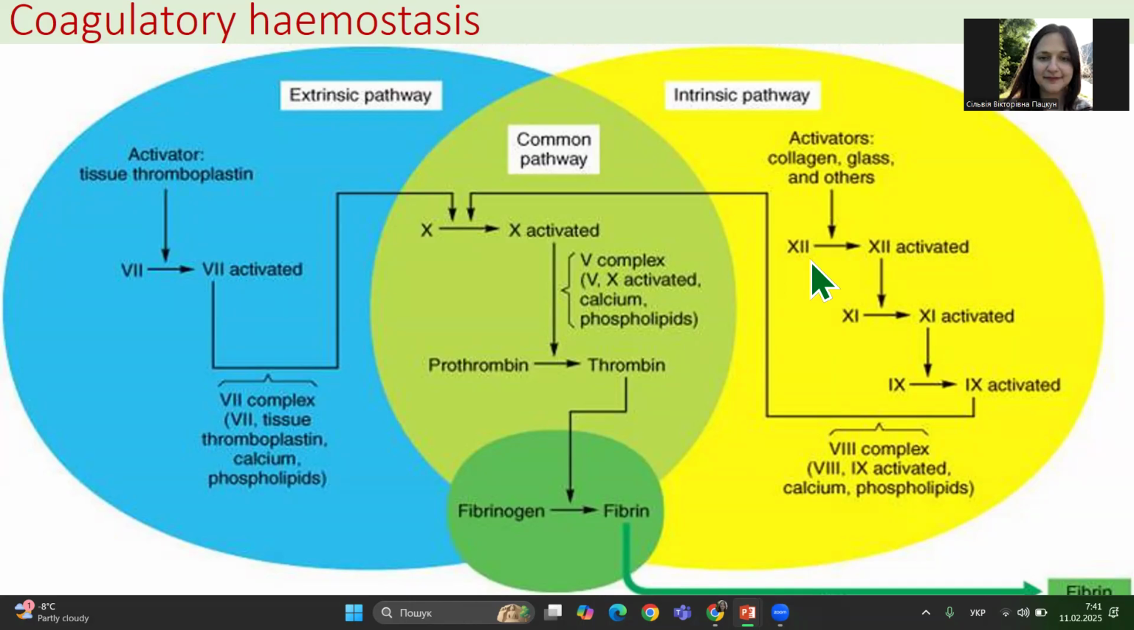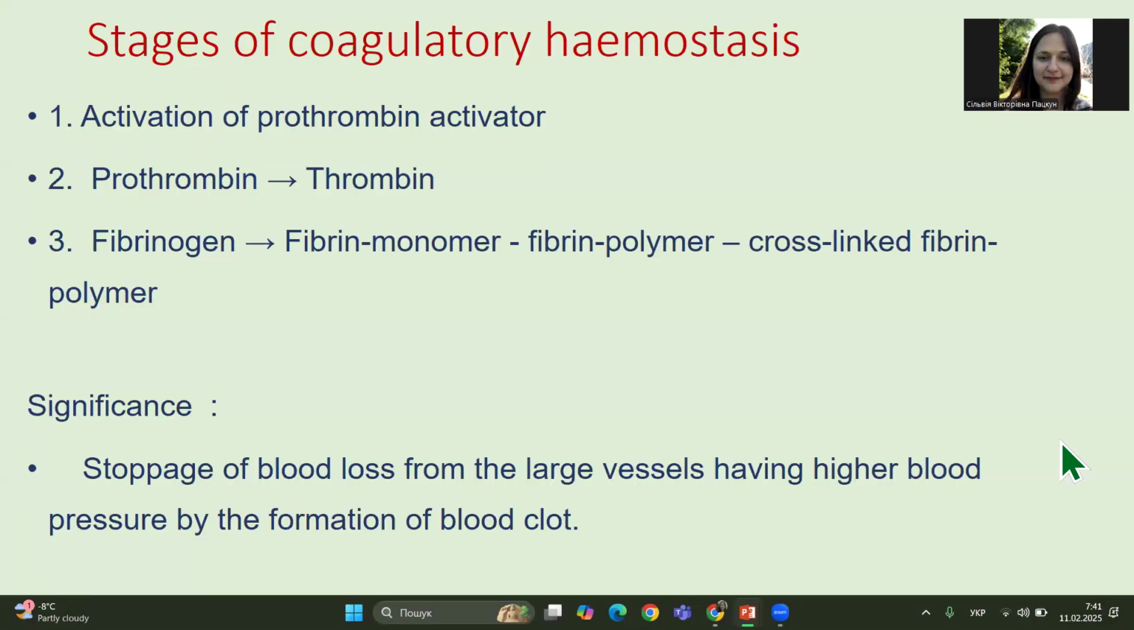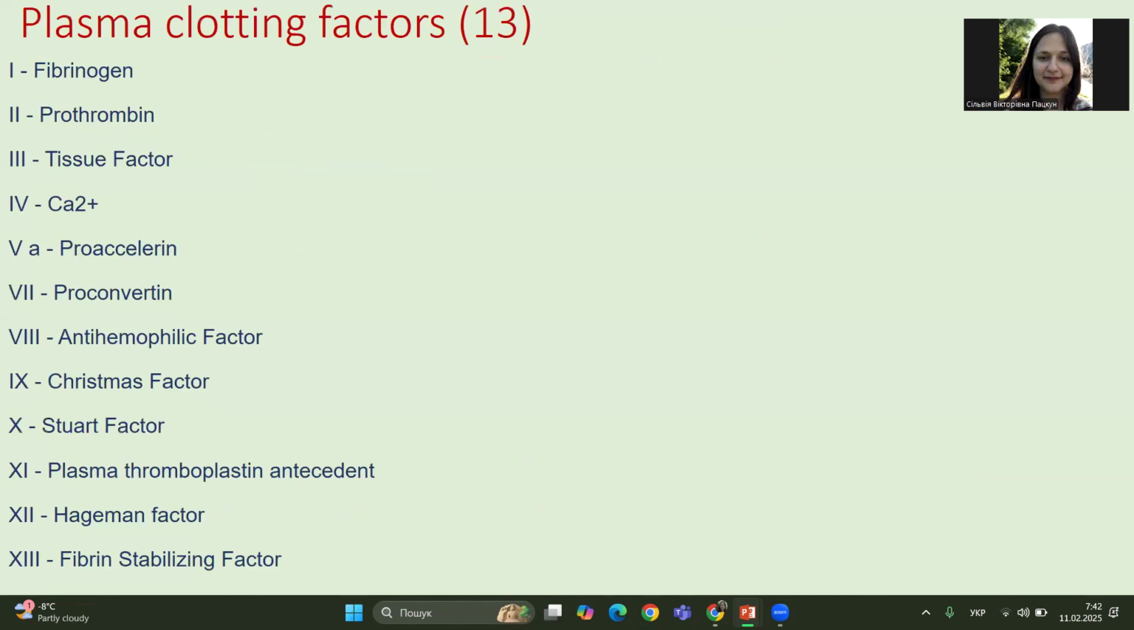Intrinsic pathway activator: collagen, glass, and others. So activation of the 12th factor, 11th factor, 9th factor, then together with the 8th complex provides activation of the 10th factor, and beginning from the 10th factor there will be the same sequence, meaning we have a common pathway. Several stages of coagulatory hemostasis: activation of prothrombin activator, prothrombin transformation to thrombin, then fibrinogen to fibrin monomer, fibrin polymer, cross-linked fibrin polymer. This results in stoppage of blood loss from the large vessels having higher blood pressure by formation of a blood clot.